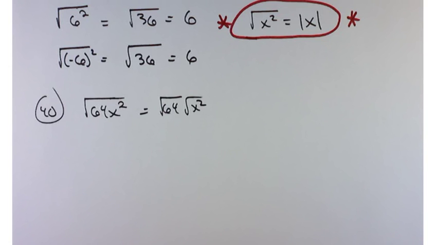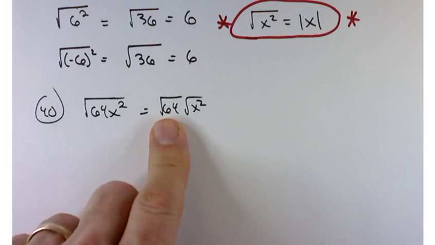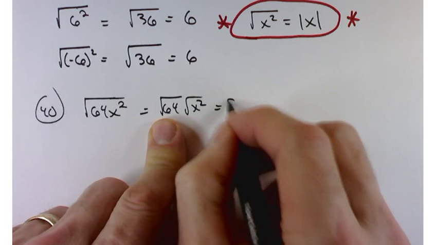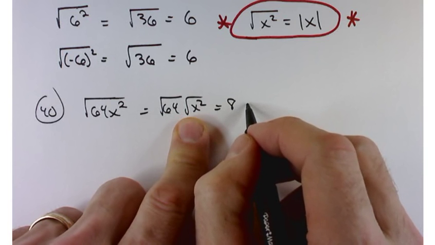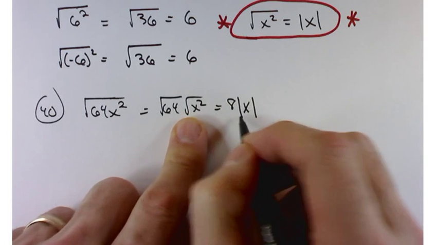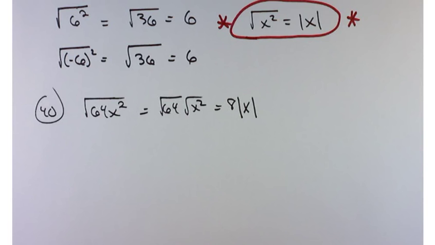Okay, cool. What's the square root of 64? 8. What's the square root of x squared? Absolute value of x. Good. Need that absolute value. So it's something we're going to have to get comfortable with here. Let's try another one kind of like this. And that'd be problem number 48.